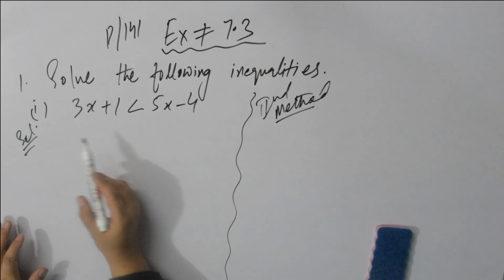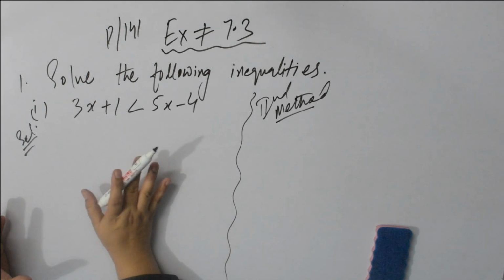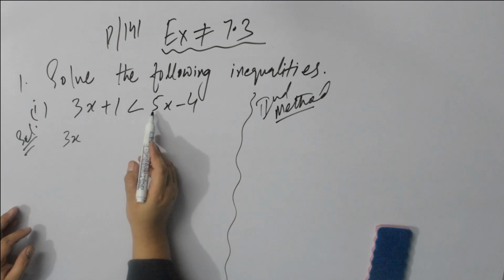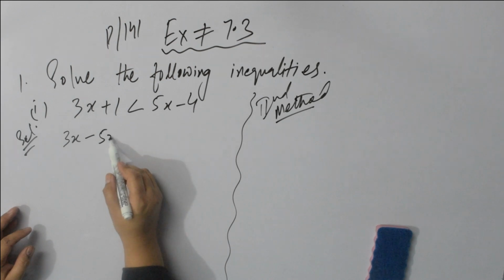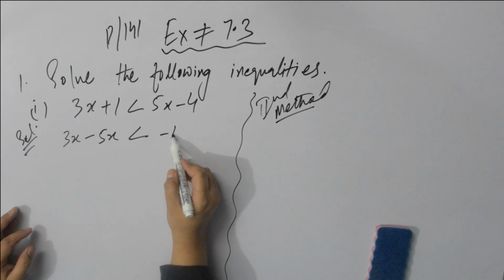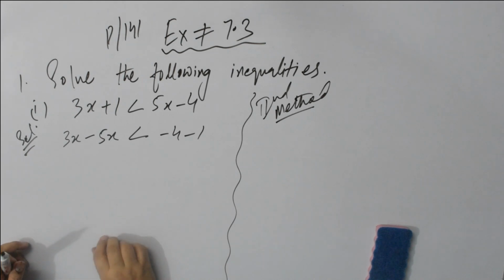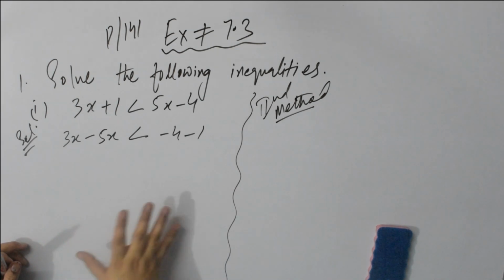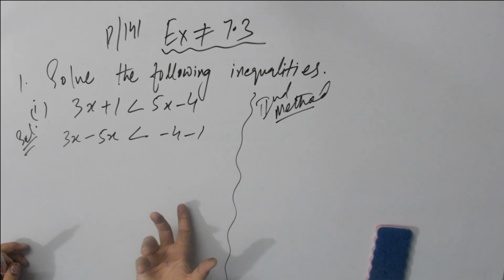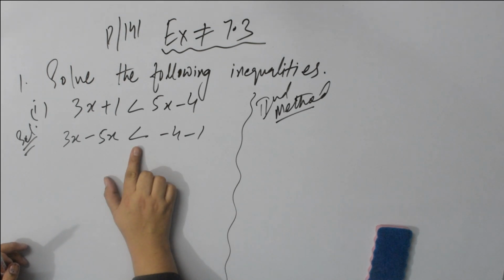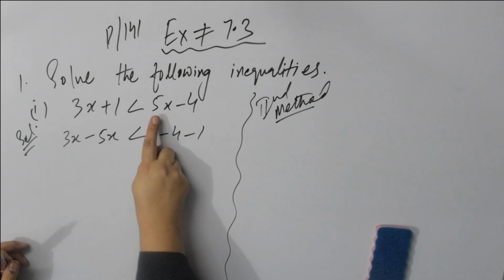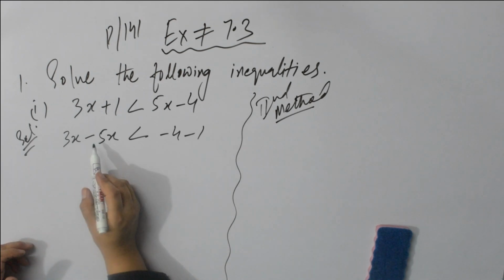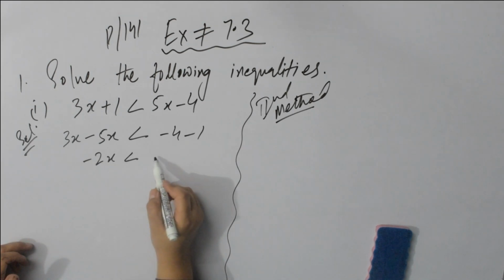First students, obviously it's transposition, you shift like terms, will arrange like terms. So 3x, when I shift this 5x to the other side, it becomes minus 5x less than minus 4 minus 1. The operations, like shifting to left or right, are the same as you have done for linear equations. Only the difference is the inequality sign. I shifted this 5x to the other side, it becomes minus, and this 1 to the other side, it becomes again minus. So here I have minus 2x less than minus 5.